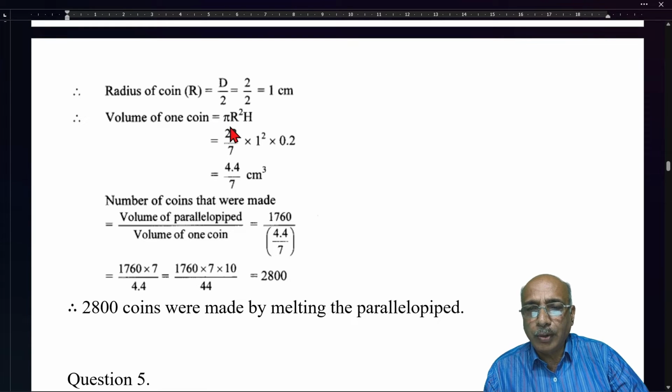Therefore, volume of one coin equals pi R square H. Simplify this by substituting the value. It comes to 4.4 upon 7 centimeter cube. Number of coins that were made equals volume of parallelepiped upon volume of one coin, that is 1760 upon 4.4 upon 7. From here, 7 will come in the numerator. Simplify it. Remove the decimal point here and simplify it. You will get 2800 coins were made by melting the parallelepiped.